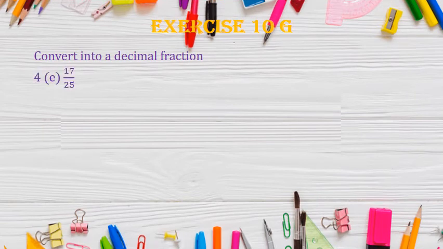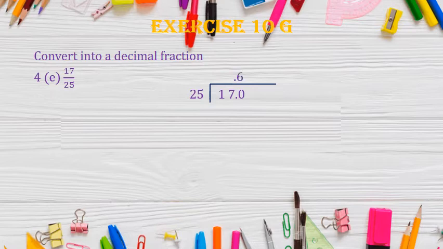Now let's do E part of question number 4. Here we have to convert 17 by 25 into a decimal fraction. Now 17 by 25 can be written as 17 divided by 25. So we will write 17 as 17.0 divided by 25. Again children, 17 is less than 25. So we will put the decimal point in the quotient, and now our dividend will become 170, and we divide 170 by 25.